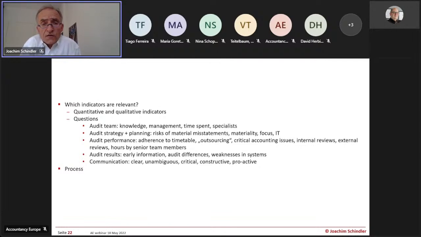Then about the audit results: early and comprehensive information, of course, in particular about risks of material misstatement, audit differences, the recorded ones, the unrecorded ones, and weaknesses in the accounting process and in the internal control system. And finally, a very important point is a complete set around the communication.